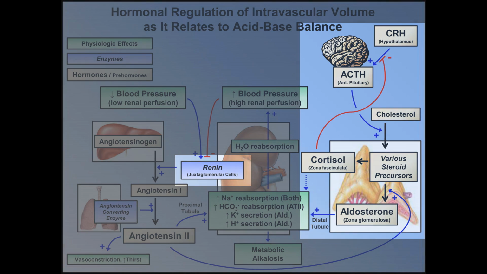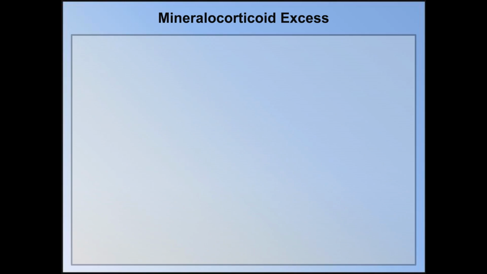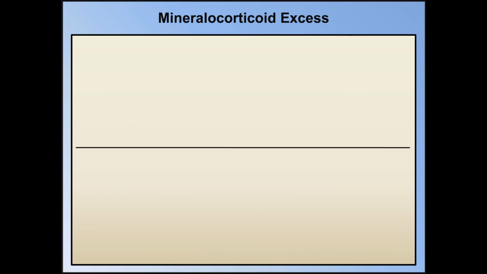When I think about the specific etiologies of mineralocorticoid excess, I think primarily of two major categories. First is hyperaldosteronism, in which, as the name implies, an elevated aldosterone level is the predominant problem. The other category is Cushing's syndrome, where either an elevated cortisol level or the presence of an exogenous steroid is the predominant problem.